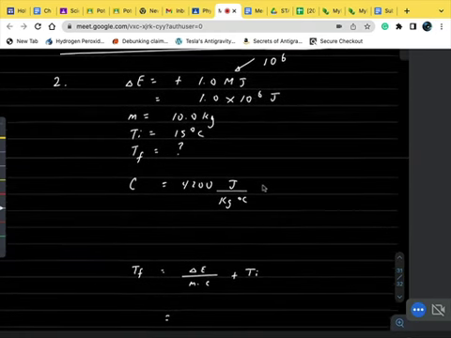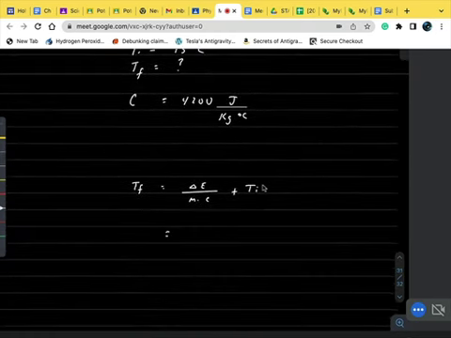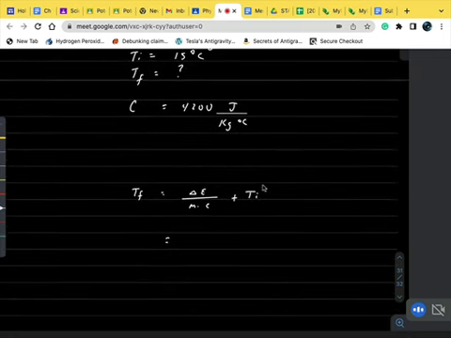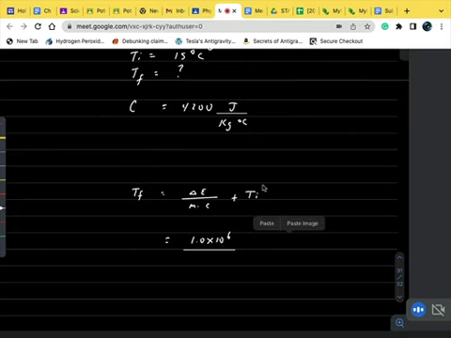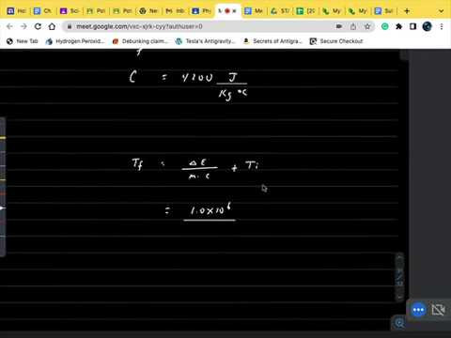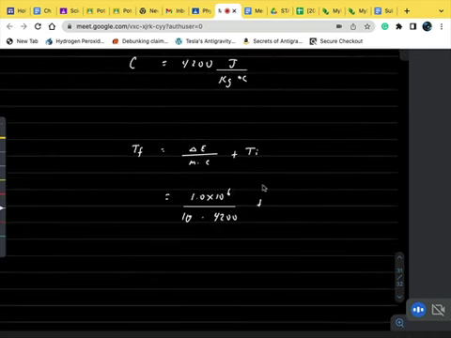So final is equal to 1 million joules divided by M. In this case, M is 10. And the C for water, you're memorizing it. What is it? It's quite large. Water can absorb lots of heat before the temperature rises. So yes, it's 4,200. Memorize it. Plus the initial temperature, in this case, is 15.